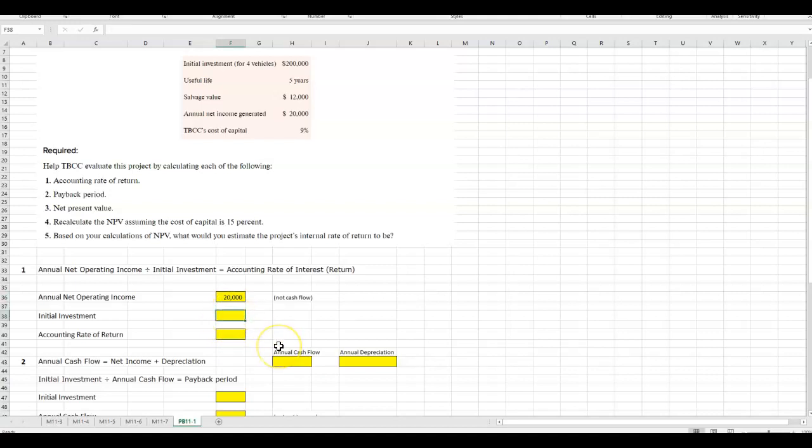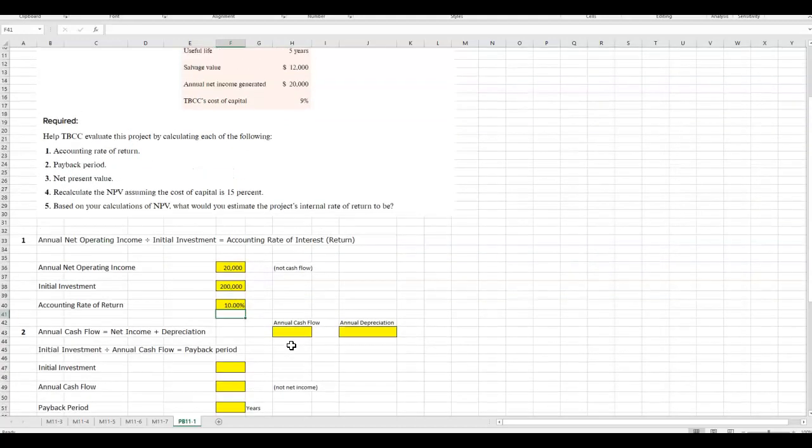Initial investment was 200,000. So our accounting rate of return is the annual net operating income divided by the initial investment, or 10%. The payback period.